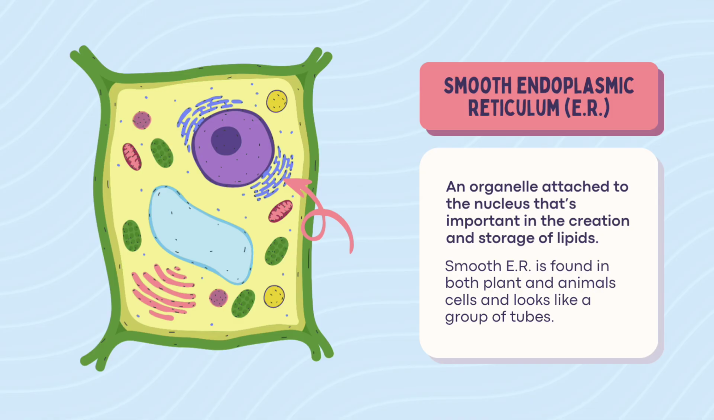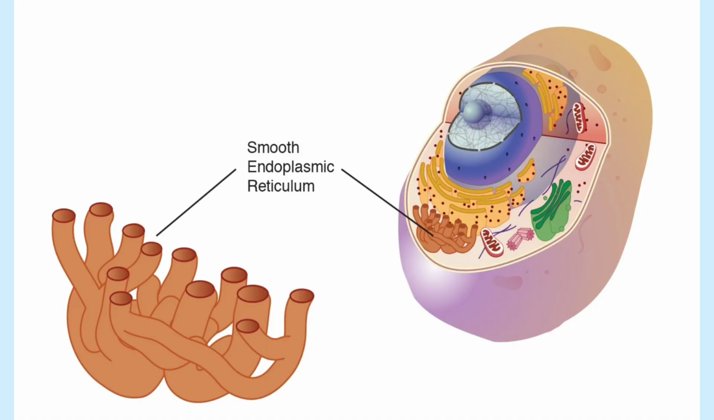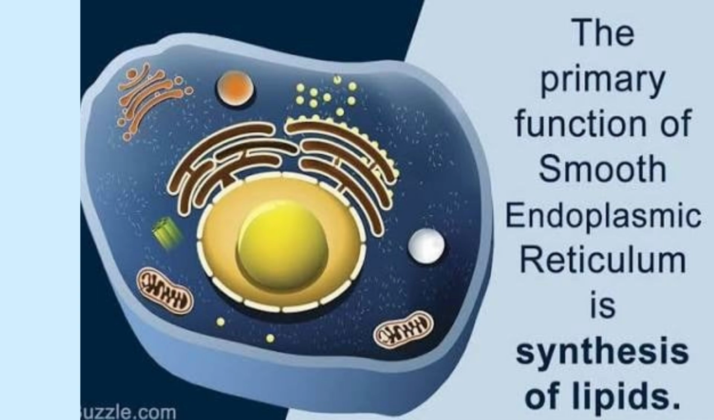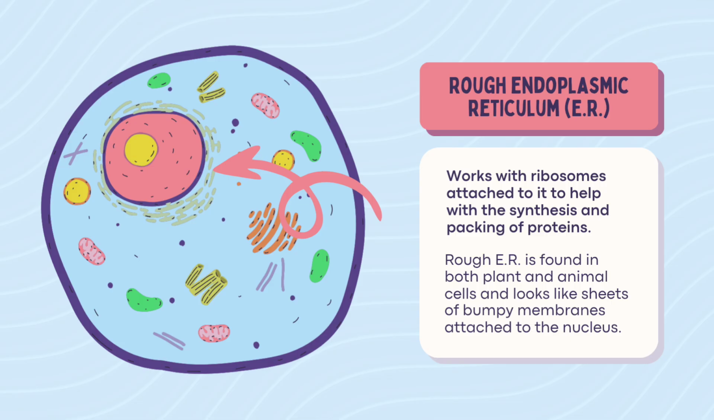Now, let's look at smooth endoplasmic reticulum, or smooth ER. Smooth ER is attached to the nucleus. It helps create and store lipids, which are fats important for the cell's energy and structure. It looks like a network of tubes and works quietly behind the scenes to keep the cell healthy.